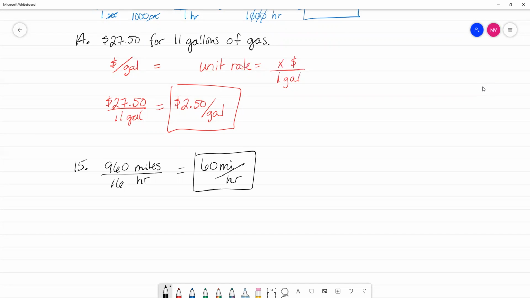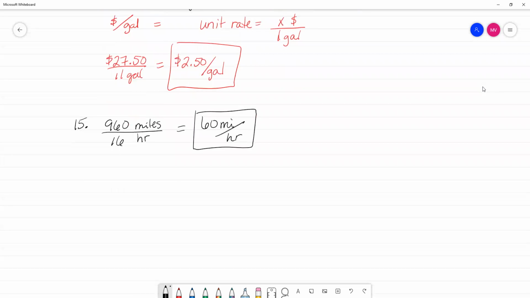Okay, so for number 16, what is the unit rate if a truck uses 85 gallons of diesel for a 1,530 mile trip? Miles per gallon? That makes sense.